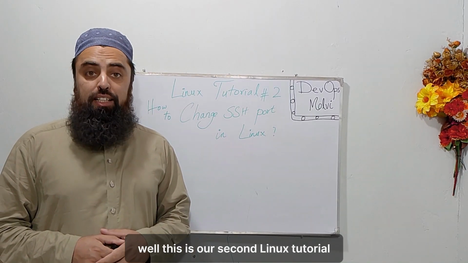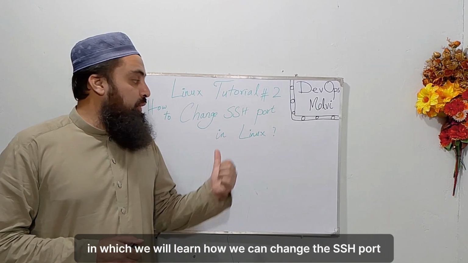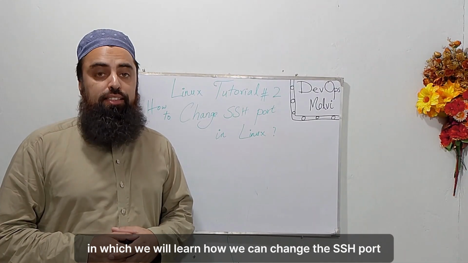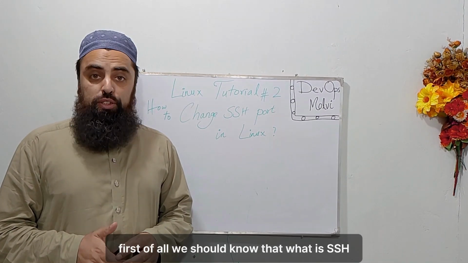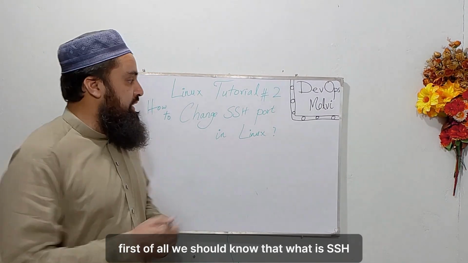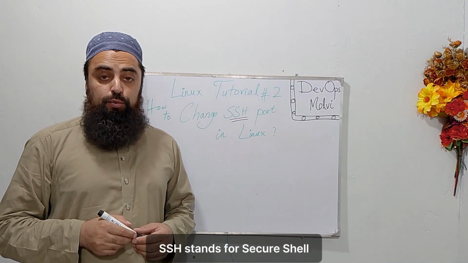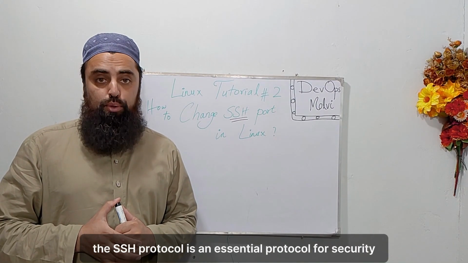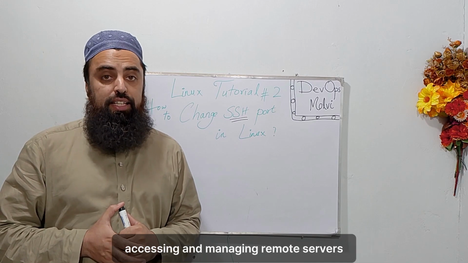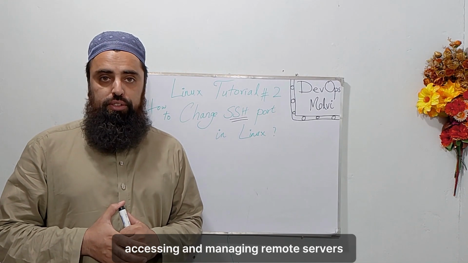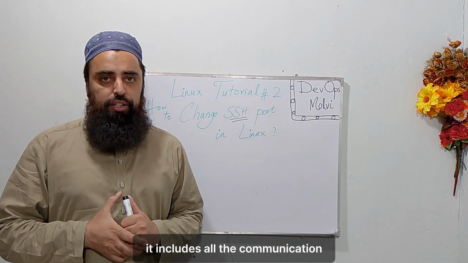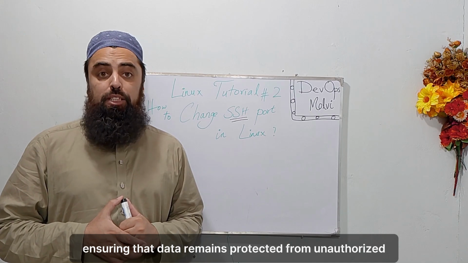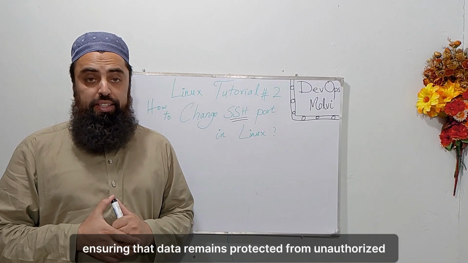Well, this is our second Linux tutorial in which we will learn how we can change the SSH port on a Linux VM. First of all, we should know what SSH is. SSH stands for Secure Shell. The SSH protocol is an essential protocol for securely accessing and managing remote servers. It encrypts all the communication, ensuring that data remains protected from unauthorized access.